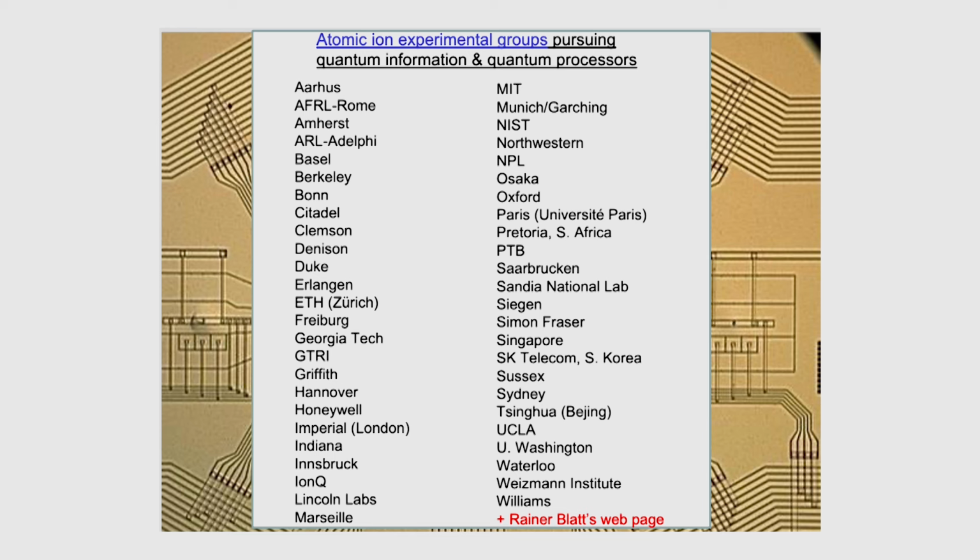And anyway, this is a list. This list is a little out of date. This is all ion groups. In fact, this was 2 or 3 years ago, the list that I prepared. But I mentioned Rainer Blatt's website in Innsbruck. He has a list of references. It's over 100 now, groups just doing trapped ions to try to perfect the elements of quantum computing using ions.